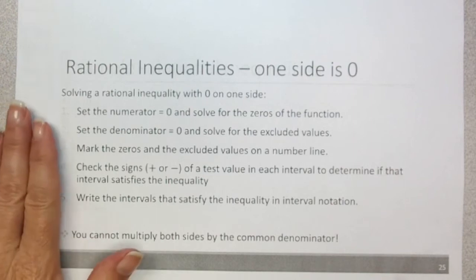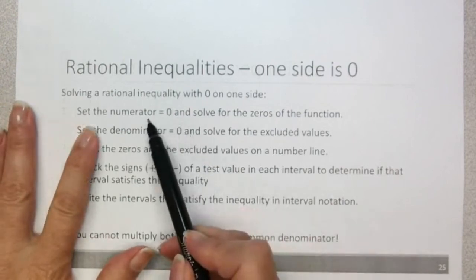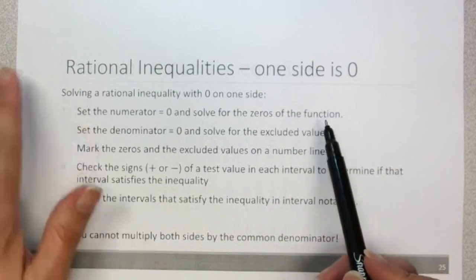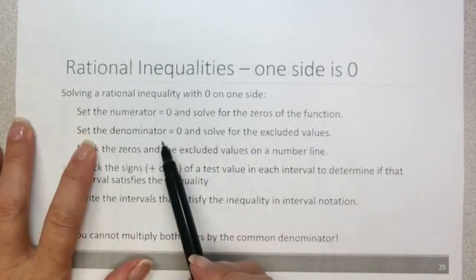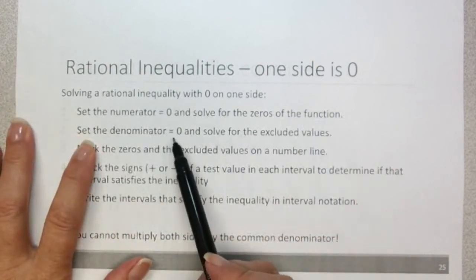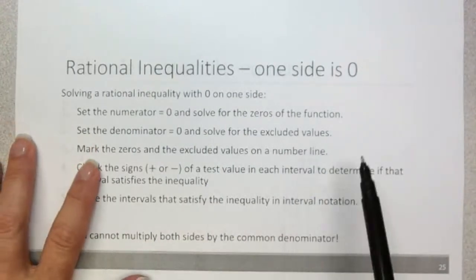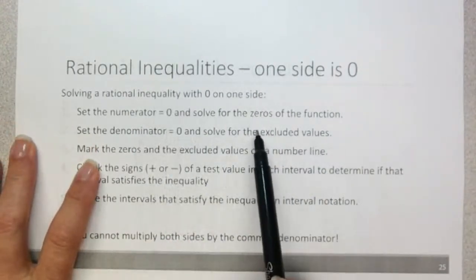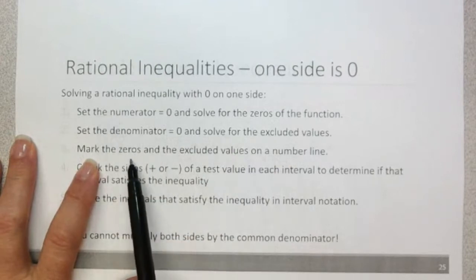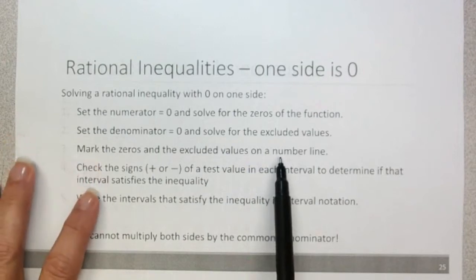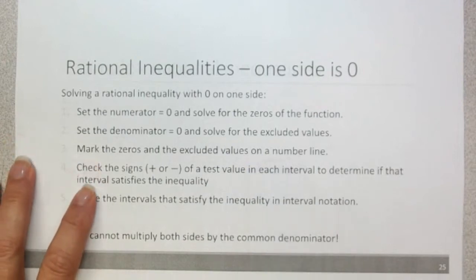The first thing we'll do is set the numerator equal to 0 and solve for the zeros of the function. The second thing we'll do is set the denominator equal to 0 and solve for any excluded values. Thirdly, we're going to mark those values that we found in steps 1 and 2, the zeros of the function and the excluded values, on the number line. And then we're going to test a value.